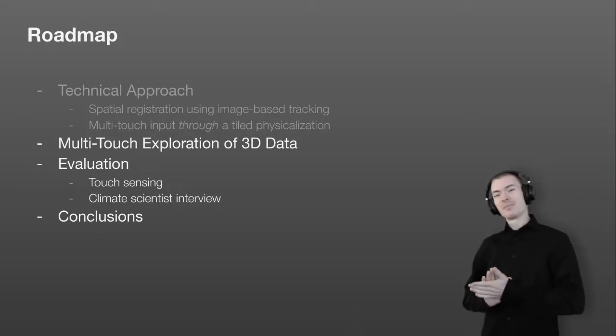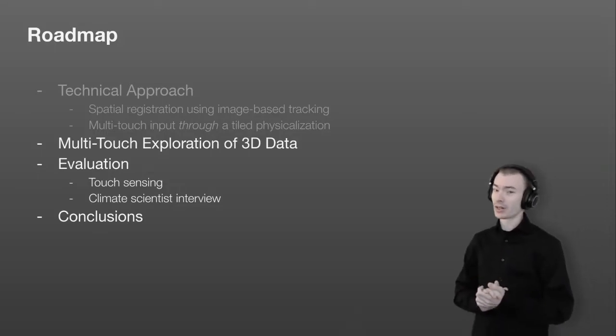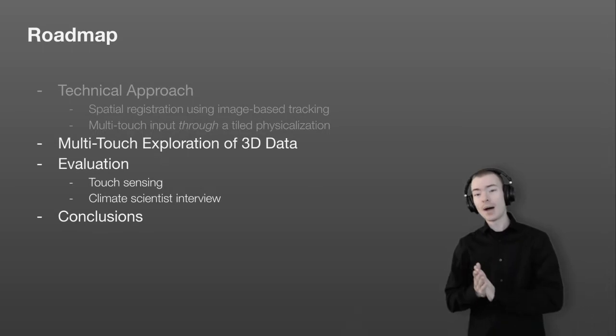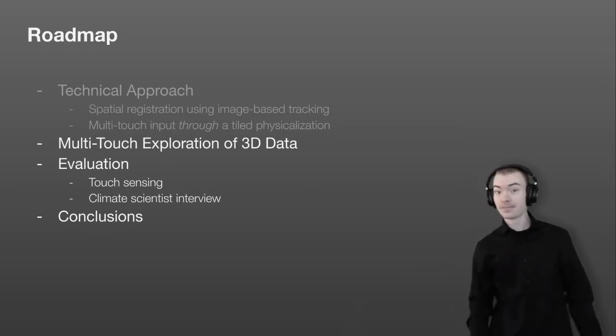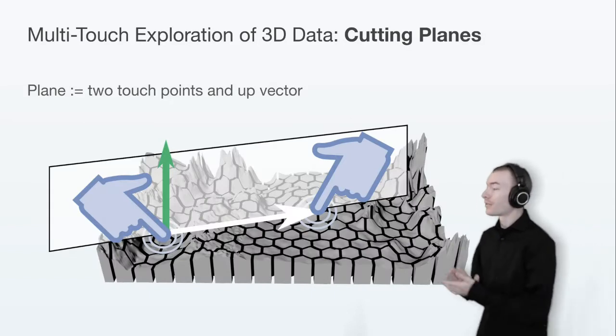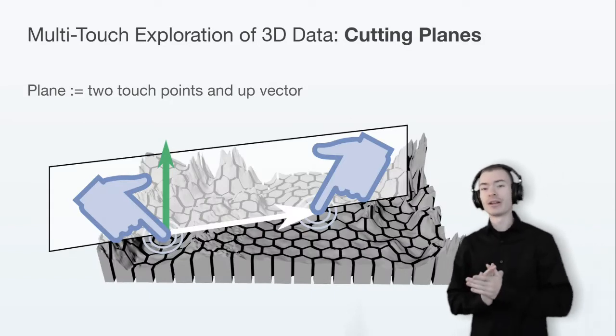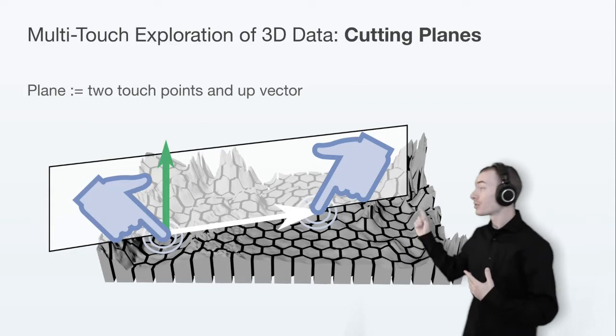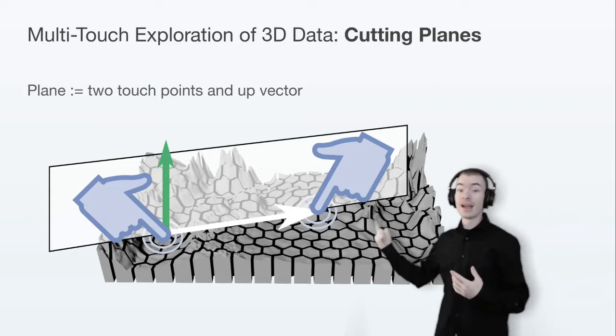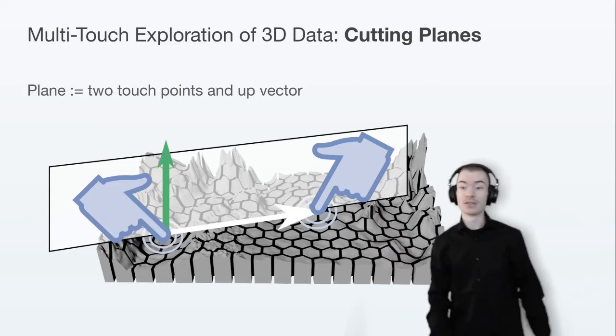So now that we have a basis for this technical approach, let's apply it to some of the most common data exploration techniques used for 3D spatial data. For the first technique, we define a cutting plane into volumetric data as a user's 2 touch points and the up vector pointing out of the physicalization.